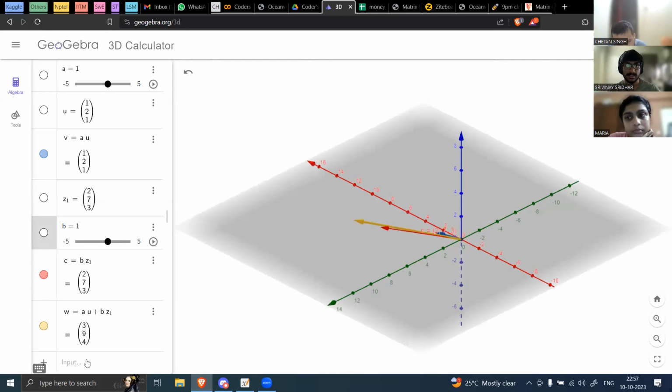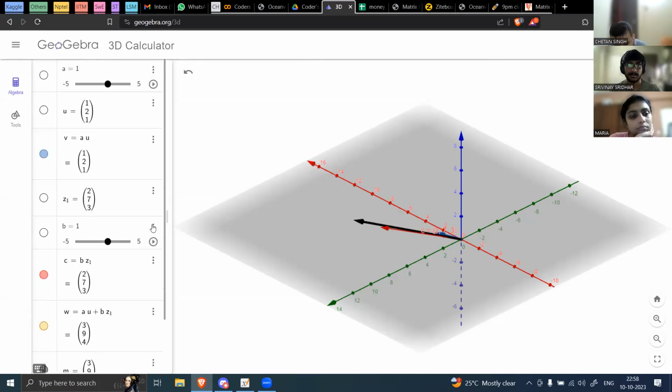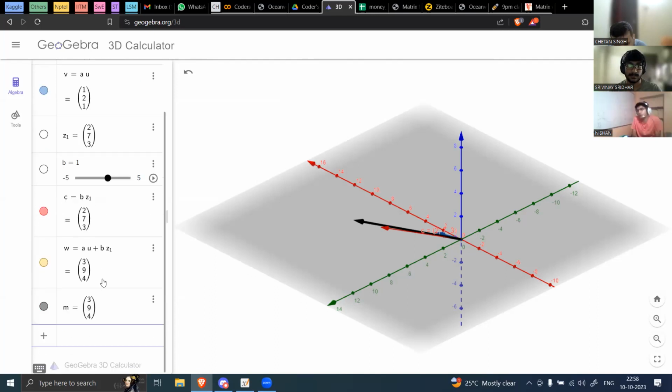So I'm able to reach 3, 9, and 4. Let me write that as m is equal to 3, 9, and 4. I was able to reach 3, 9, and 4 with 1 times the first vector and 1 times the second vector. Maybe we can plot points, and later on we may join them.